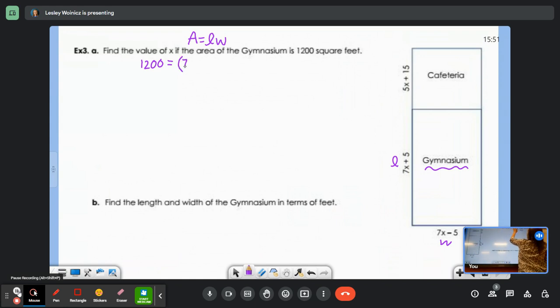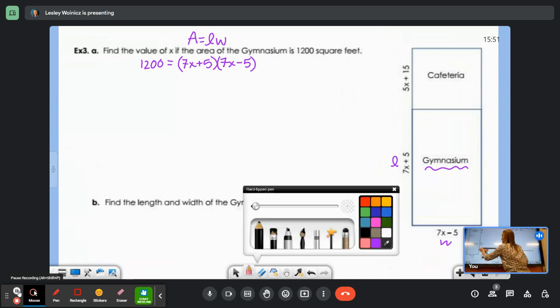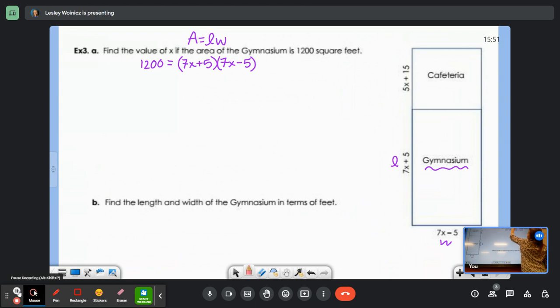So that'll be 7x plus 5 times 7x minus 5. Okay, now I need everything in standard form set equal to 0. So I'm going to distribute. So I get 49x squared, and then 7x times negative 5 gives me negative 35x. 5 times 7x gives me positive 35x. And 5 times negative 5 is negative 25.